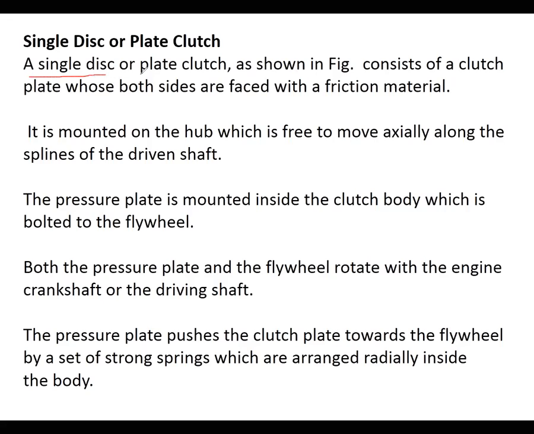A single plate clutch or disc clutch, as shown in the figure, which I'll show you also, consists of a clutch plate with both sides of the face held with friction materials. On the plate, on both sides, the friction materials are there. So one plate, one rubber material, one plate, one rubber material.